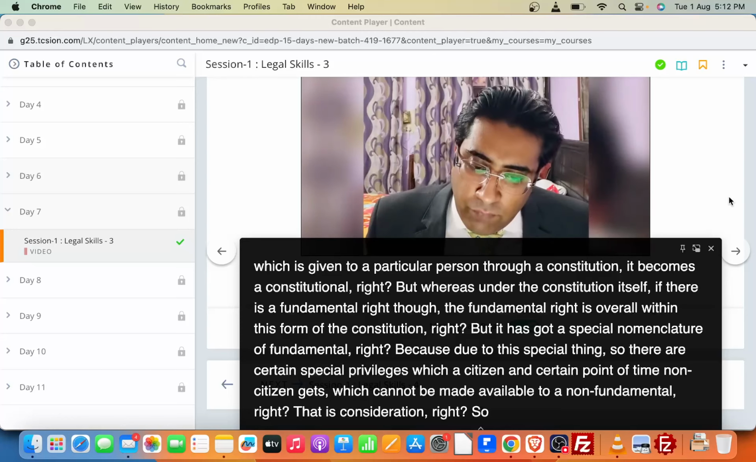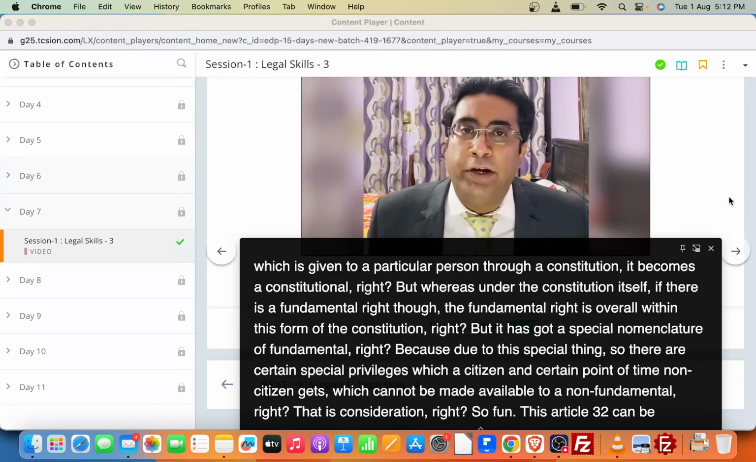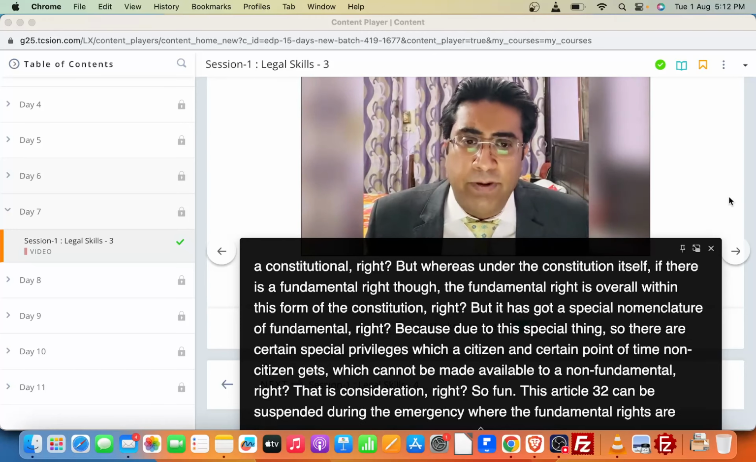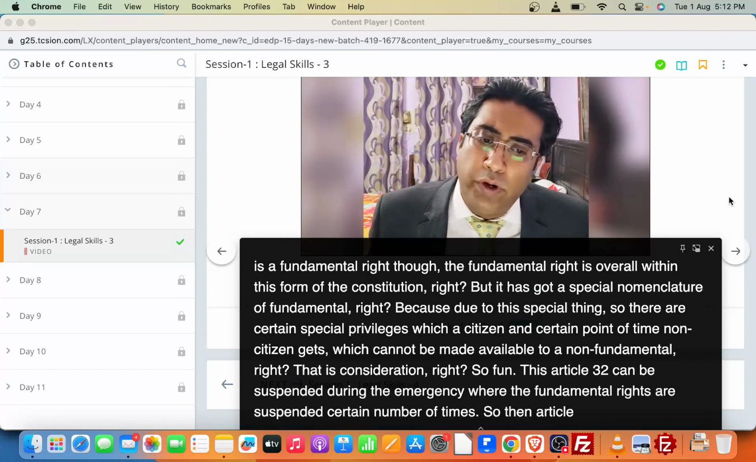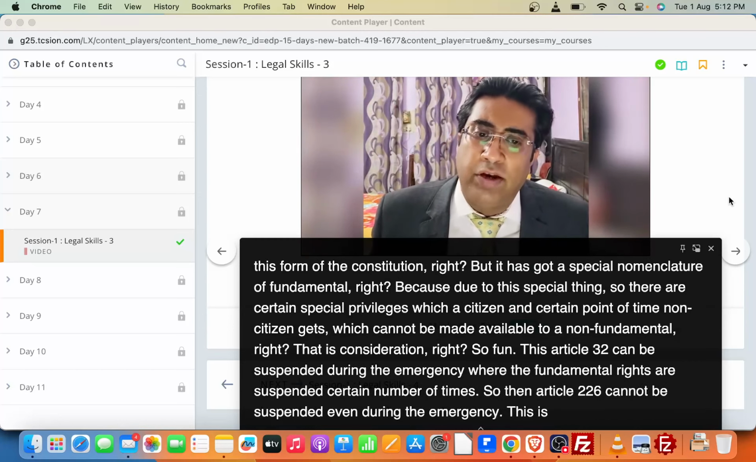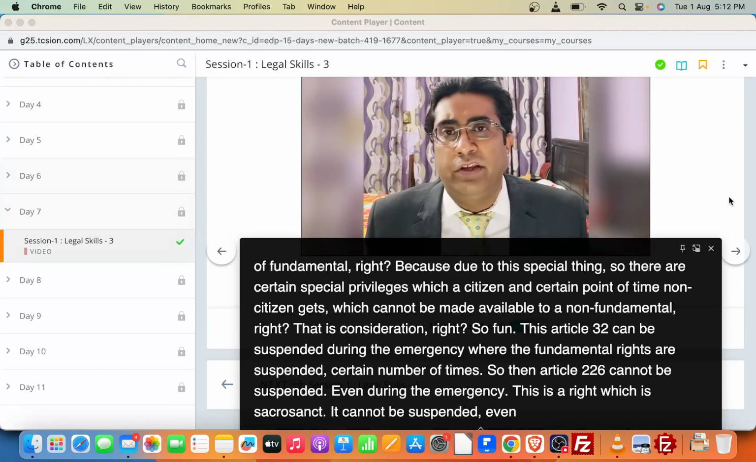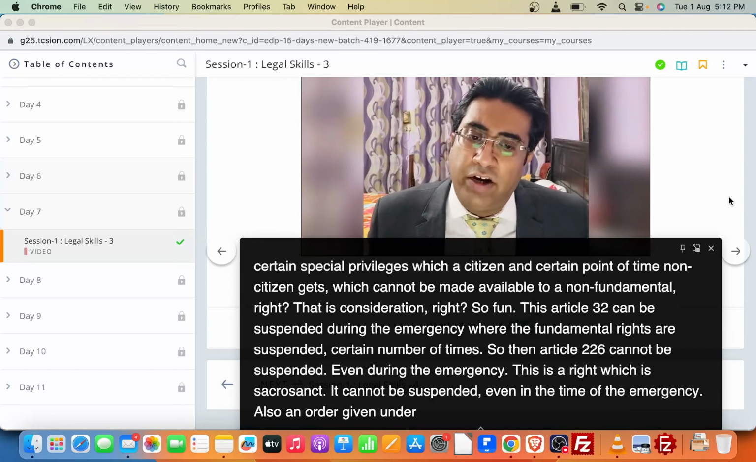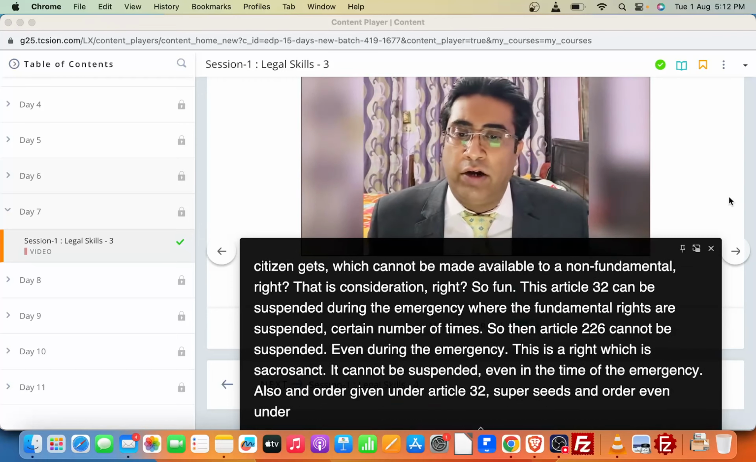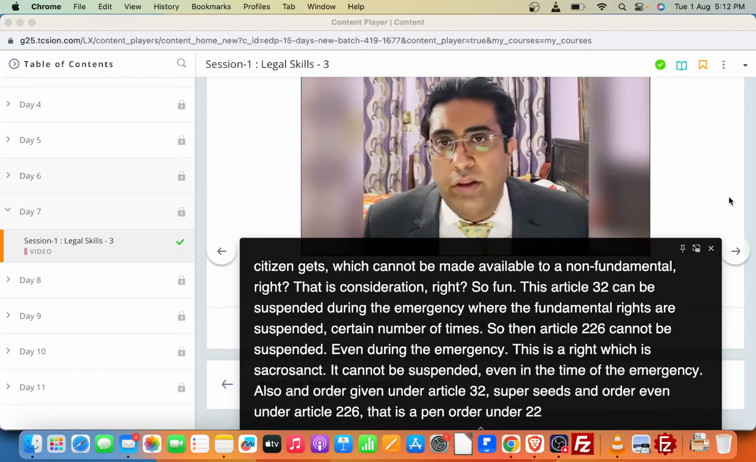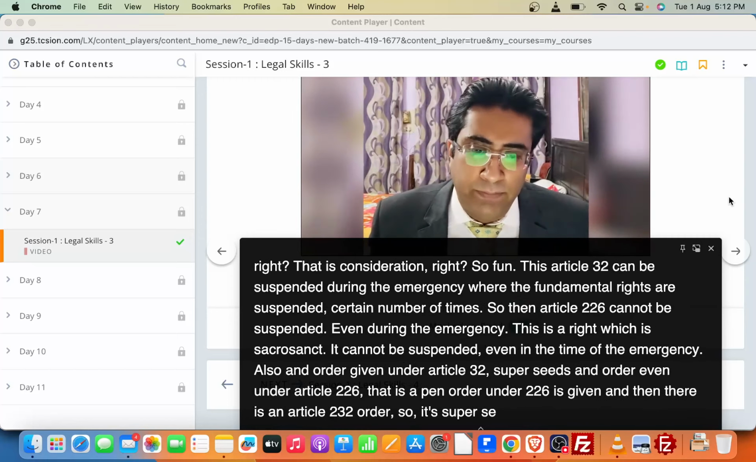So this Article 32 can be suspended during the emergency, where the fundamental rights are suspended certain number of times. Article 226 cannot be suspended even during the emergency. This is a right which is sacrosanct. It cannot be suspended even in the time of the emergency. An order given under Article 32 supersedes an order given under Article 226. That is, if an order under 226 is given and then there is an Article 32 order, it supersedes.